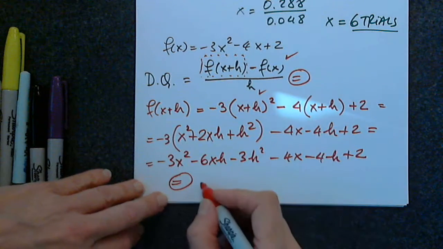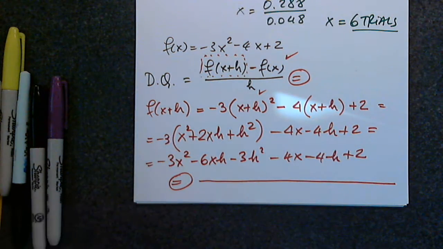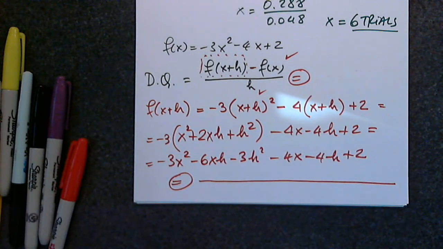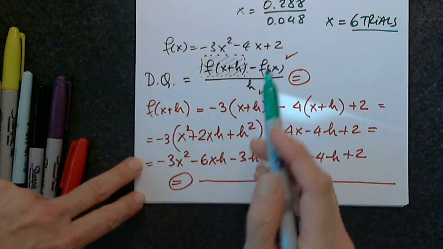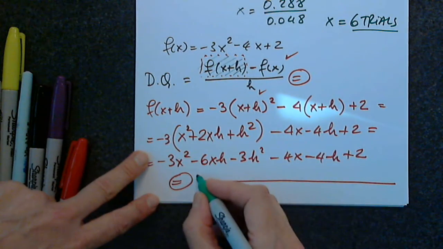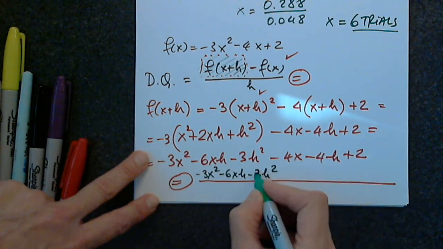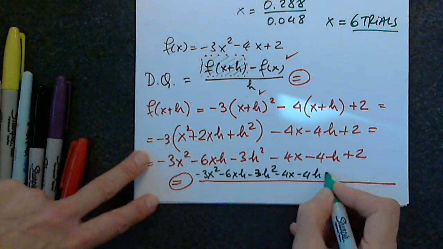So let's continue. After we put it in, I will remind you, or I will tell you, because I didn't get the chance to tell you last time, what has to happen. There are 2 things that have to happen with a difference quotient for every function. Every function. 2 things have to happen. Good. So please dictate. I have to replace this by what? Exactly. Expression. -3x squared minus 6xh minus 3h squared minus 4x minus 4h plus 2.